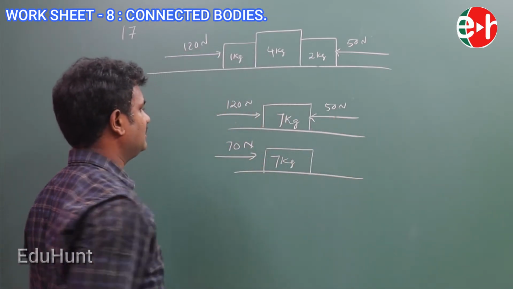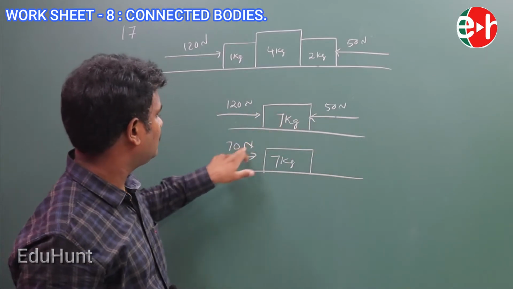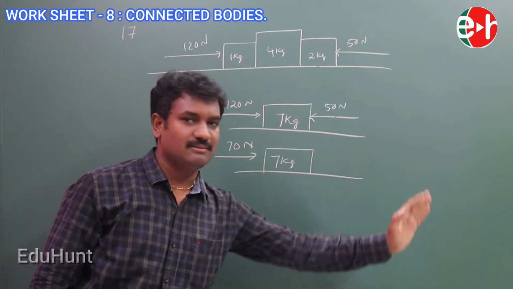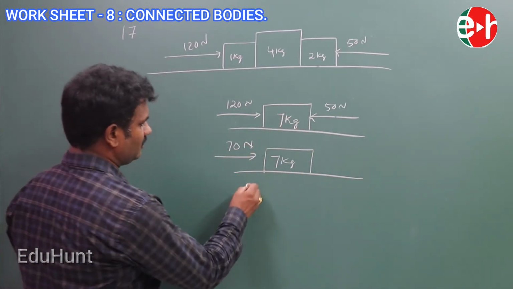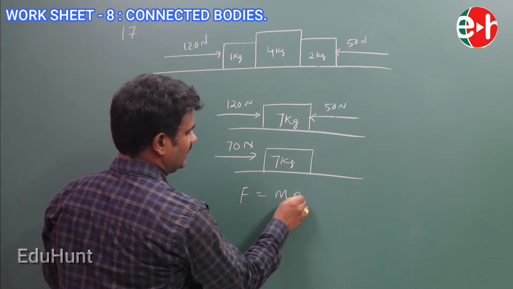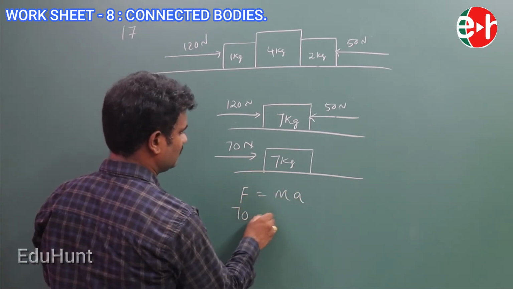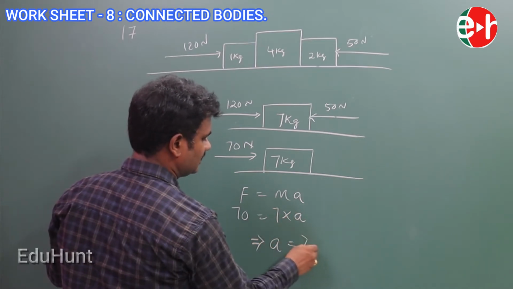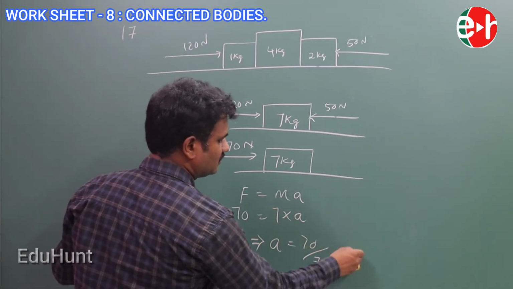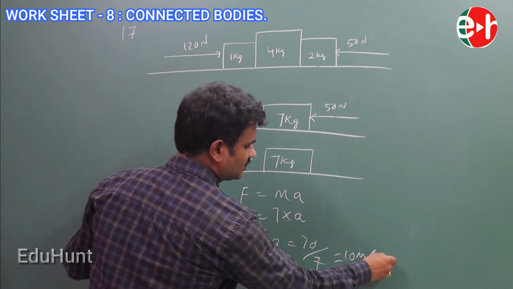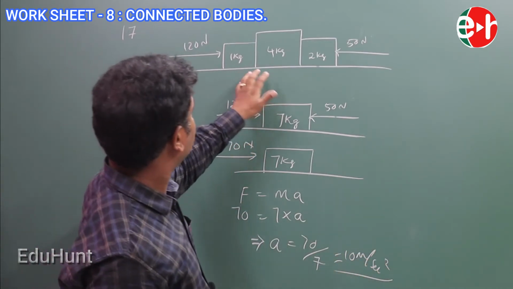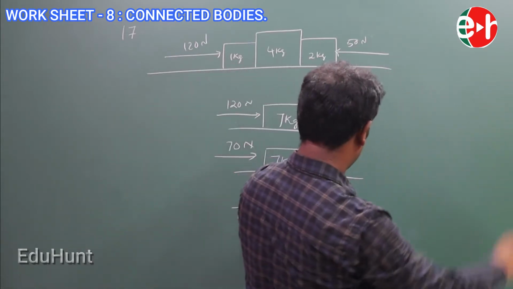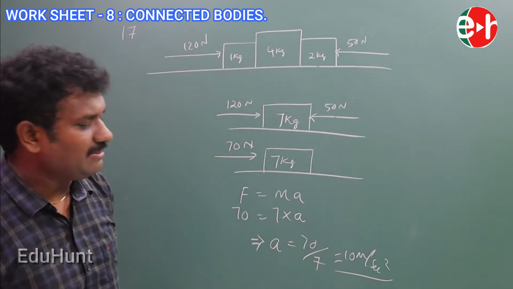This 50 will be cancelled. 120 minus 50 is equal to 70. So because of this 70, this block is moving. So F is equal to M into A. So the net force 70 is equal to M, means 7, into A. This implies A is equal to how much? 70 by 7, that is equal to 10 meter per second square. This means this system is moving in this direction with an acceleration of 10 meter per second square.